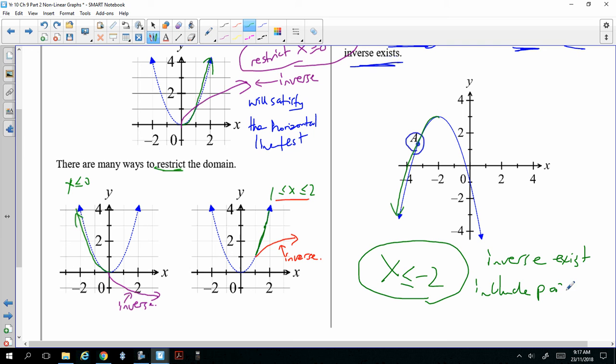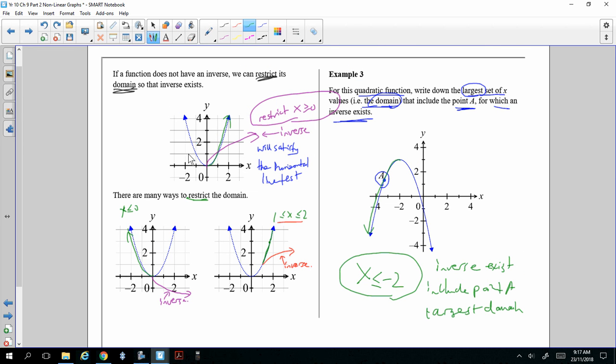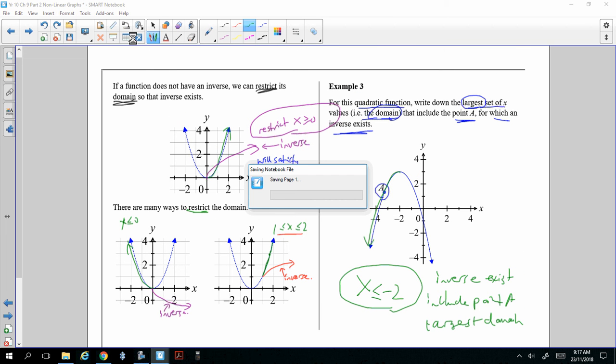All right, so hopefully you're clear about the inverse: how to find an inverse, how to draw an inverse, and how to restrict the domain of a function so that an inverse exists. That's what we did today. It's a very important concept. You'll learn more later in year 11 and 12. Yes?